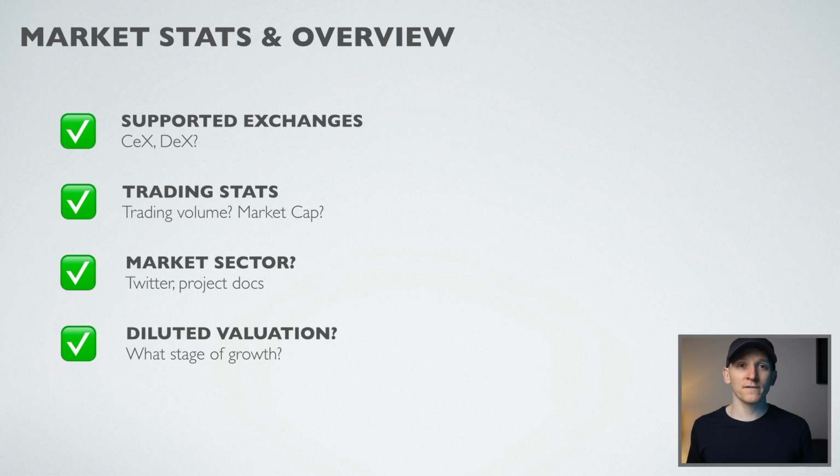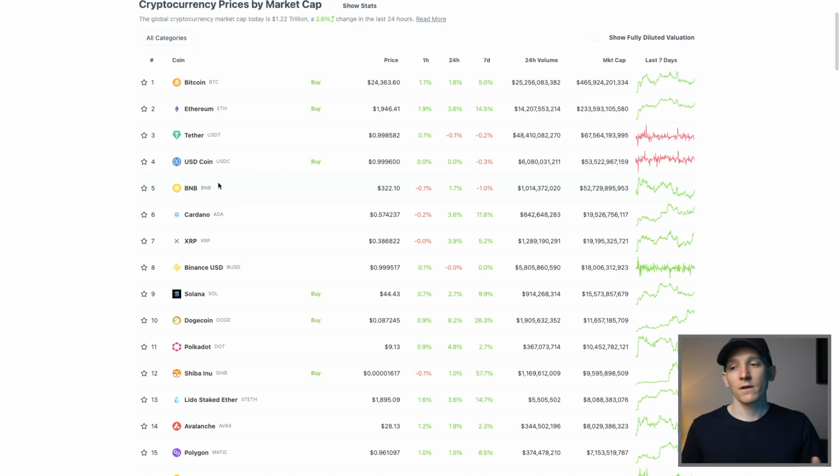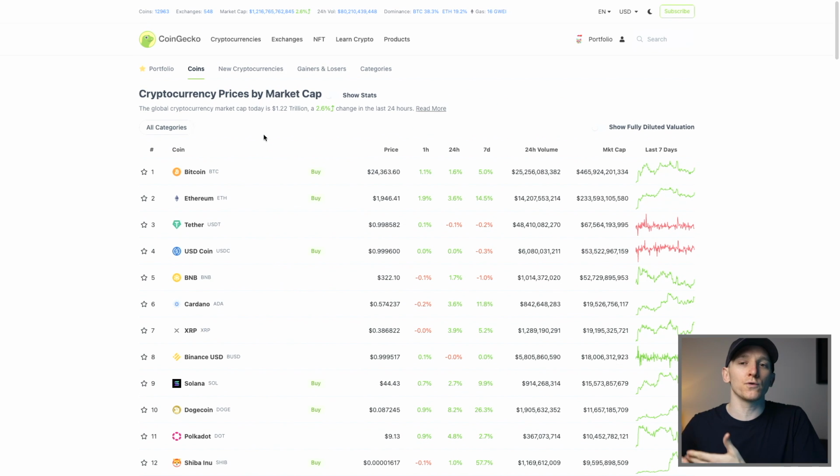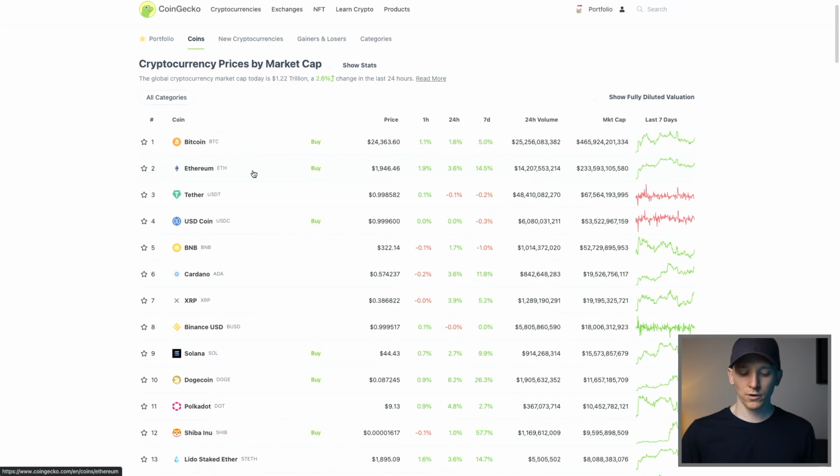First part of the process, though, is to look at the market stats and the overview of any cryptocurrency. The platform that I will use initially is CoinGecko. You can also use CoinMarketCap. It's a very similar thing with almost all of the same information. I prefer CoinGecko for just a number of reasons, but you can try out both.